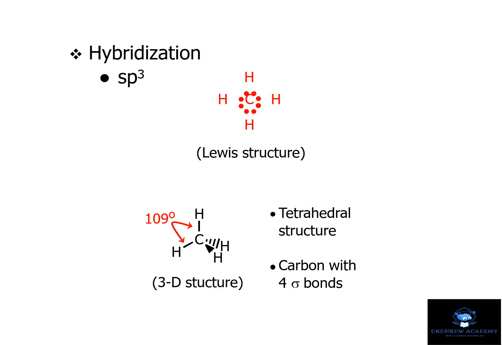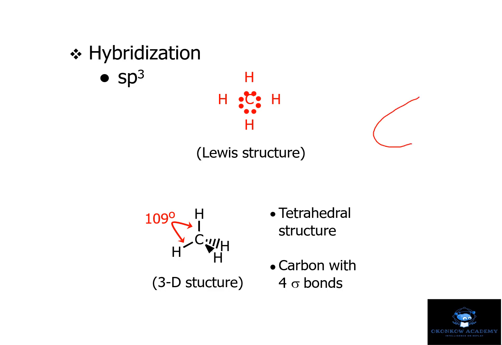The four sp3 orbitals of carbon are arranged in a tetrahedral geometry. Inorganic chemistry will cover that in detail. The bond angles are approximately 109.5 degrees. This means the hydrogens in methane are not in a flat plane, but arranged in three-dimensional space around carbon like a four-sided pyramid.